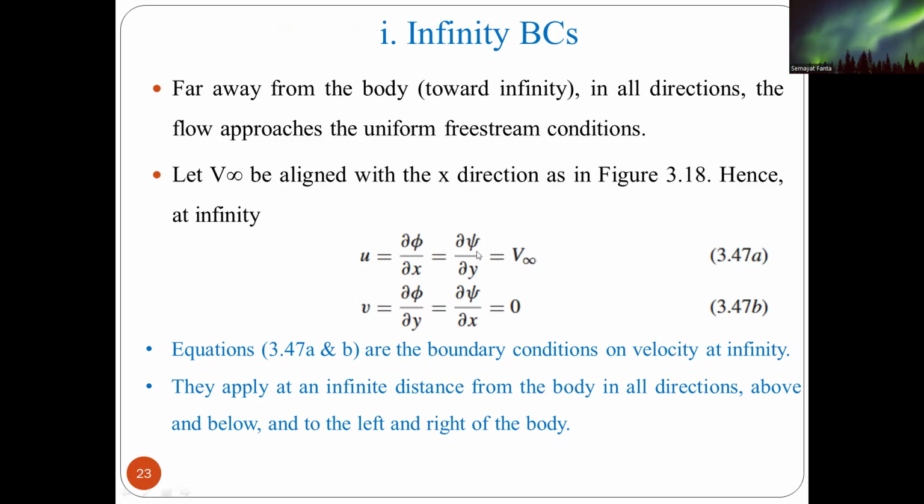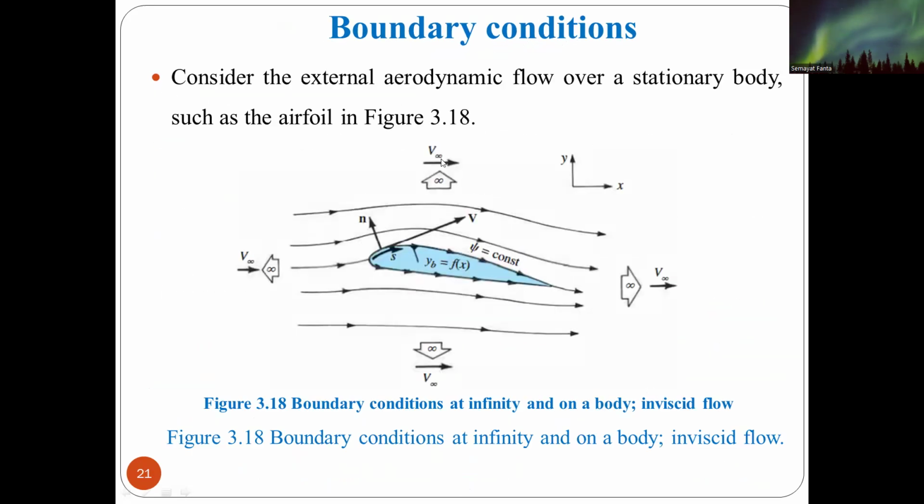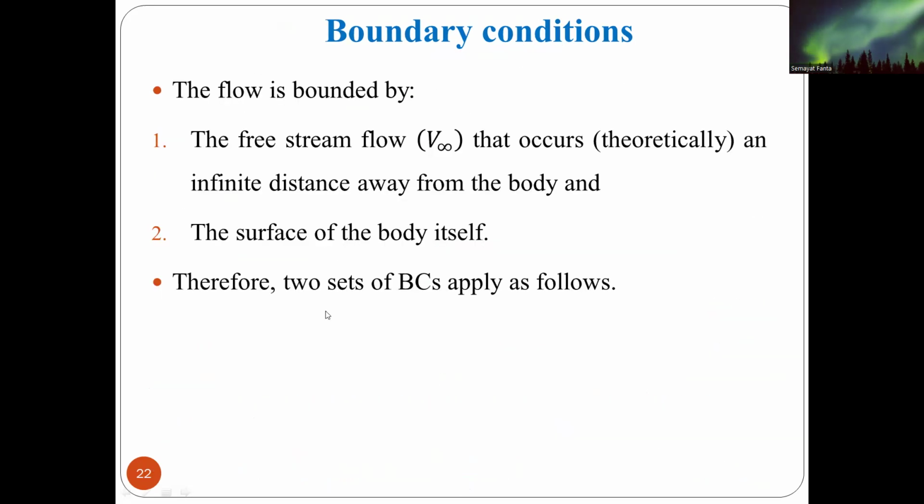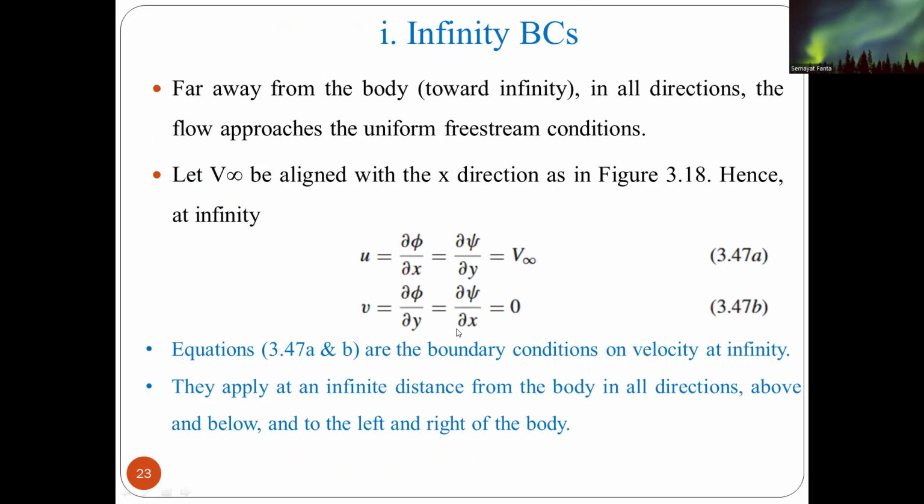So from these two equations, the boundary conditions on velocity at infinity apply at infinite distance from the body in all directions, above and below, to the left and to the right, in front and behind. So this is one of the boundary conditions.